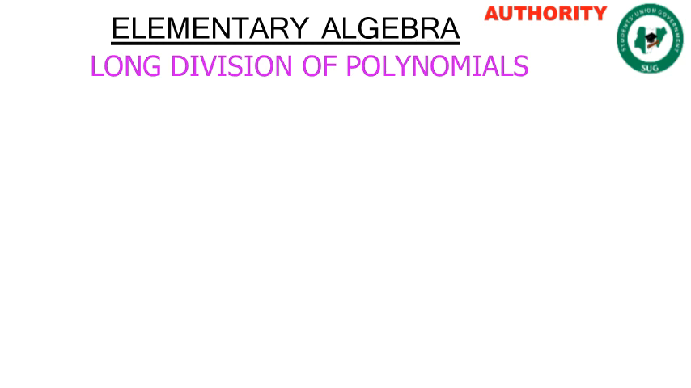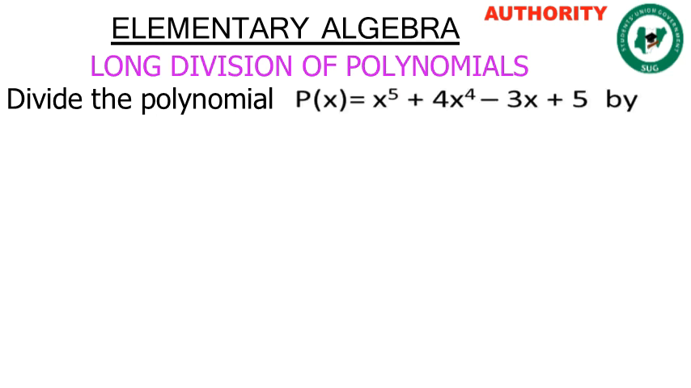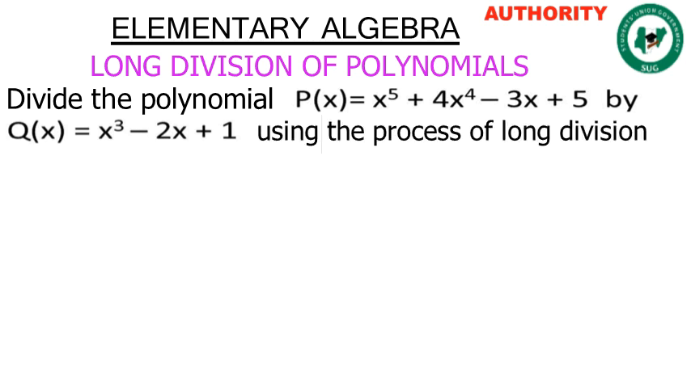Let's take another example. This example says divide the polynomials p of x is equal to x raised to power 5 plus 4x raised to power 4 minus 3x plus 5 by q of x is equal to x cubed minus 2x plus 1 using the process of long division. Okay, good. Now let's go.